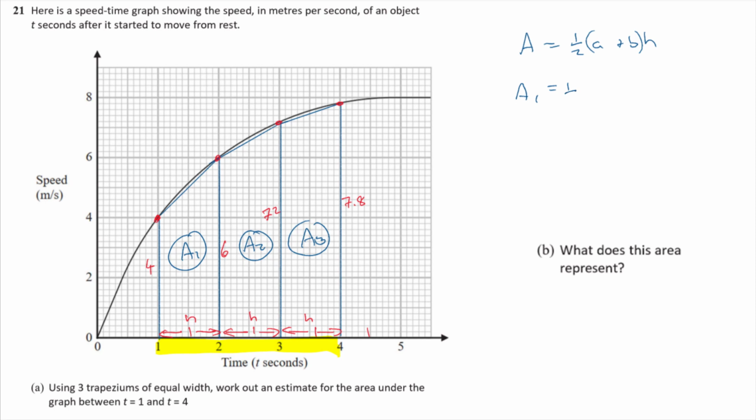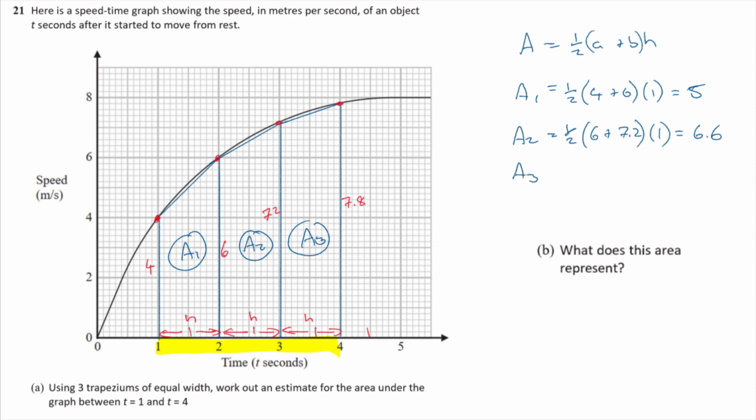So for area 1, I've got half (a plus b), where a is 4 and b is 6, times h, which is 1. What's that then? 4 plus 6 is 10, times 1 is 10, divided by 2 is 5. So that's 5. Area 2 is half of 6 plus 7.2, times 1. What's that? 6 plus 7.2 is 13.2, divided by 2, that's 6.6.